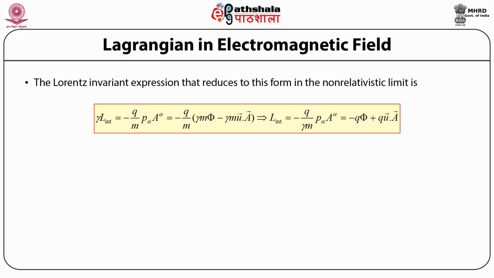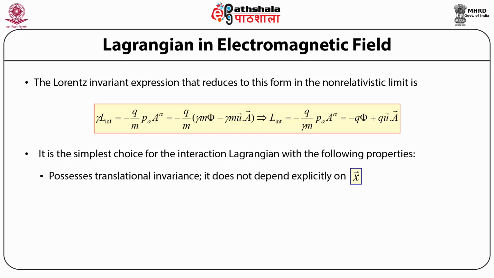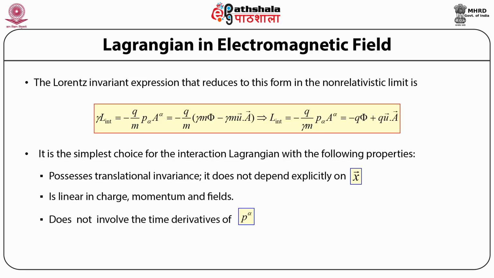This choice of interaction Lagrangian reduces to the correct static limit. It is the simplest choice for the interaction Lagrangian with the following properties. Possesses translational invariance, that is, it does not depend on x; the potentials do depend on it. Is linear in charge, momentum and fields. Does not involve time derivatives of p^α.